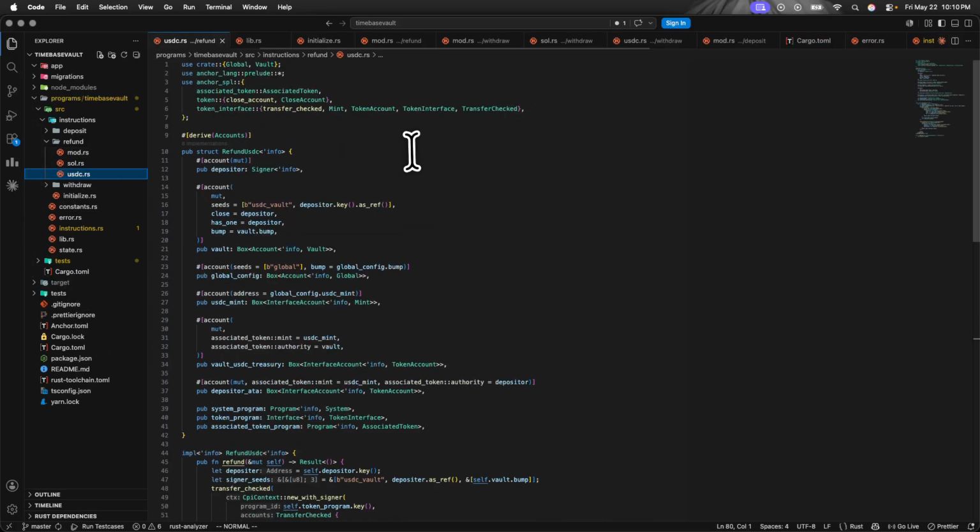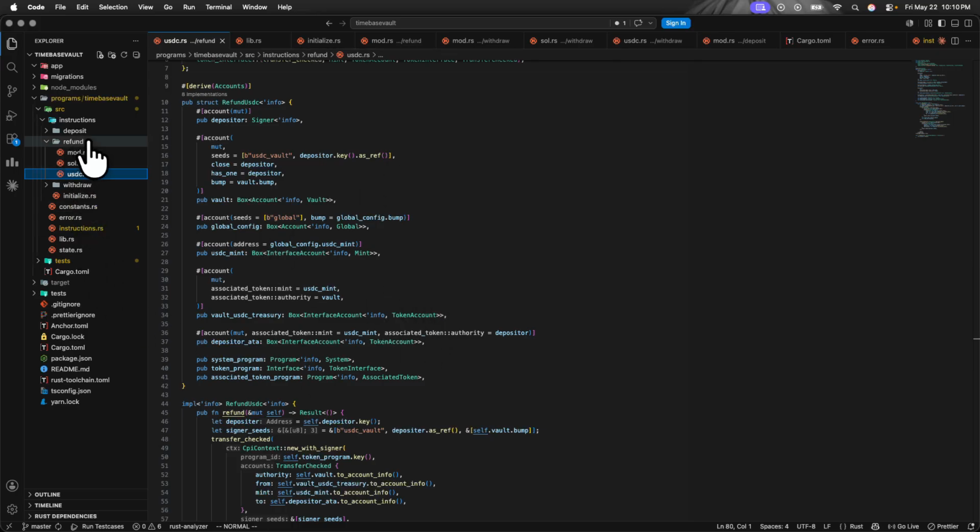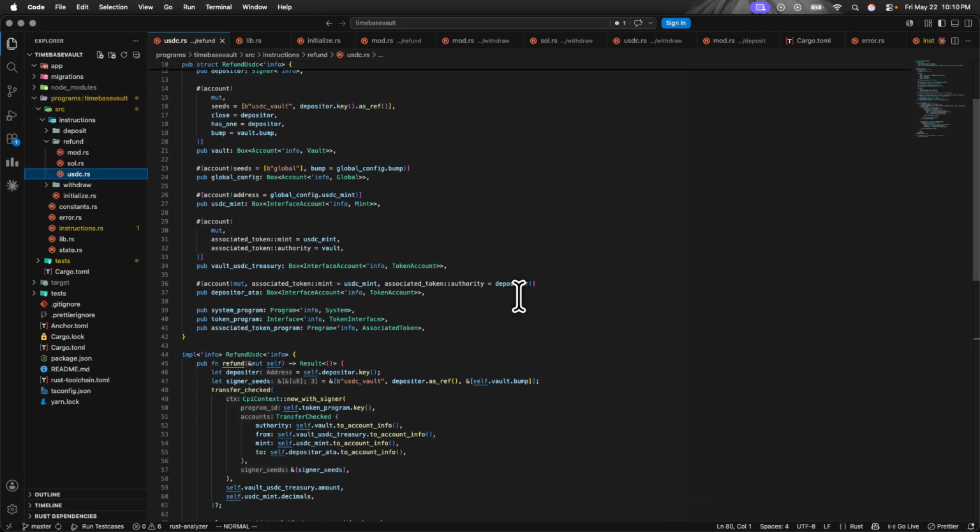It's also the same for the USDC. Here we will have the USDC vault instead of the SOL, and depositors where we transfer the money, and the USDC mint because we have to make sure that where we are transferring the token, it is actually matching with the defined one. And it also helps us to derive the depositors.